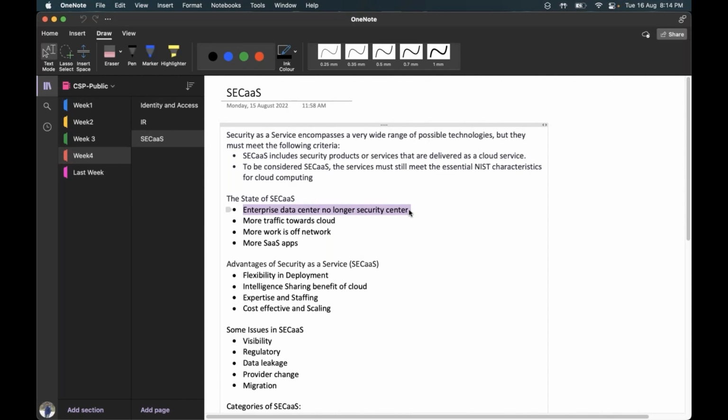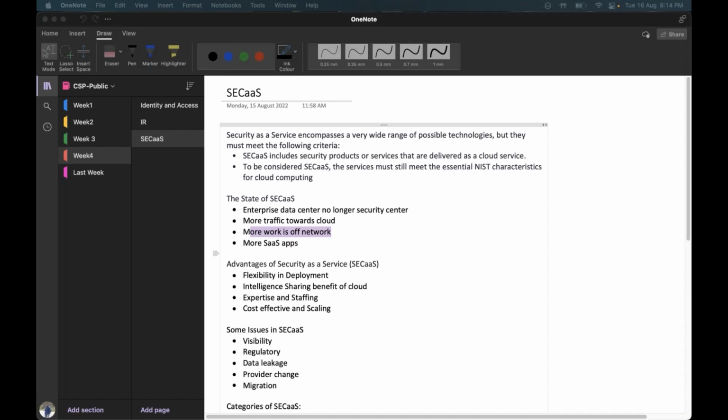Now, users on the local network are consuming applications that are coming from the cloud. The identification mark is that more user traffic is going to cloud services than to your data servers. More work is performed off the network than on it, and more SaaS applications are in use than those hosted locally. These things are happening all around us, and we have to keep an eye on them. These are the developments in the current state of security as a service.